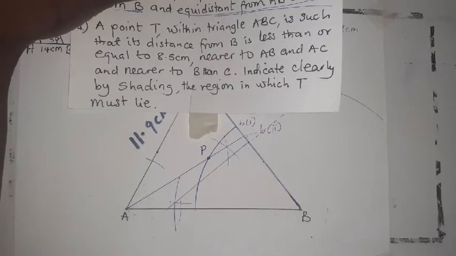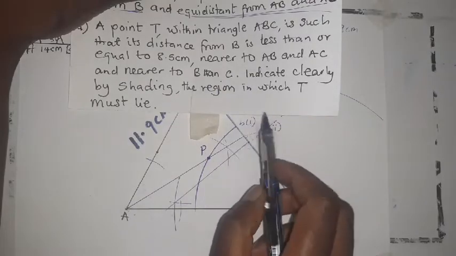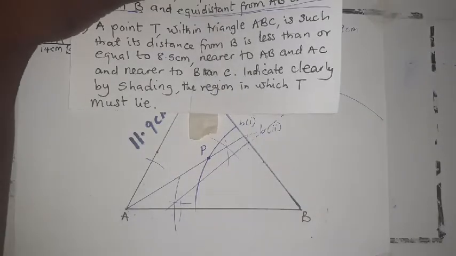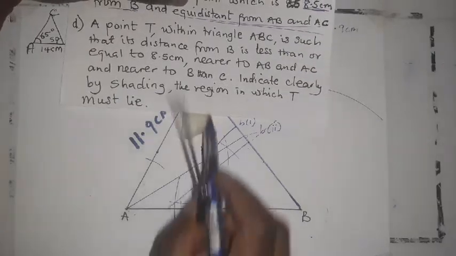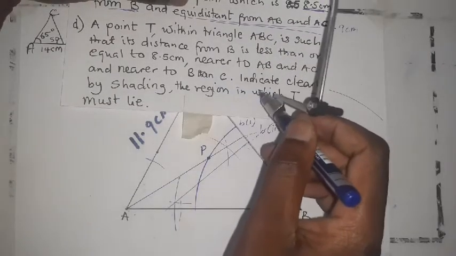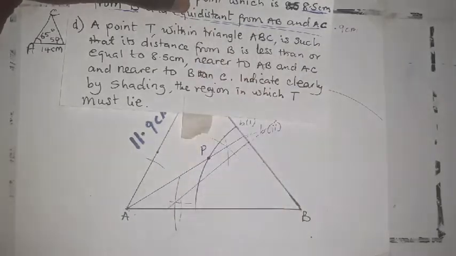Then this other one is talking about nearer to B than to C. Okay. Let's make a correction here.